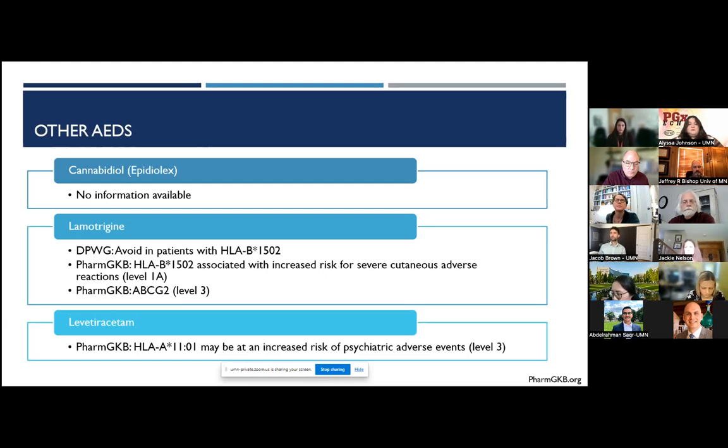And then for lamotrigine, the Dutch Working Group guidelines recommend against lamotrigine use in patients who are HLA-B*1502 positive. And PharmGKB clinical annotation states that patients may be at a higher risk of cutaneous reactions, but at this point, the evidence is still kind of conflicting. And then as well for lamotrigine, for ABCG2, there is some conflicting evidence on the impact of certain variants on serum lamotrigine concentrations. And then lastly, for levetiracetam, patients who are HLA-A*1101 positive may be at a higher risk of psychiatric adverse events.